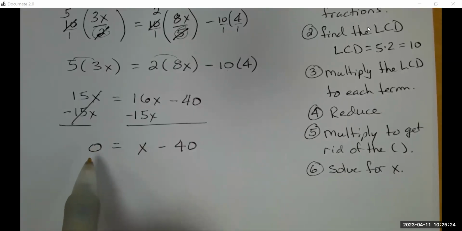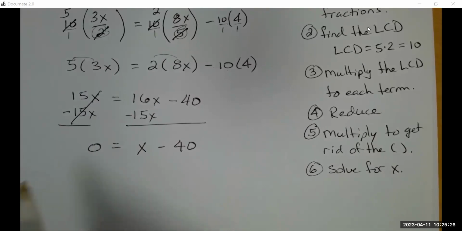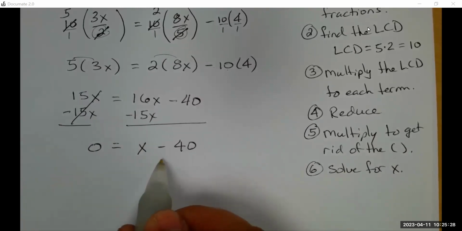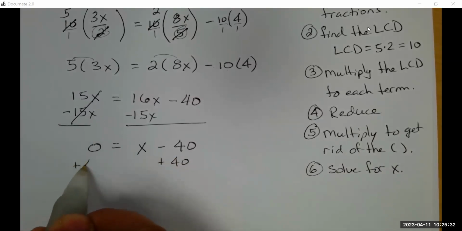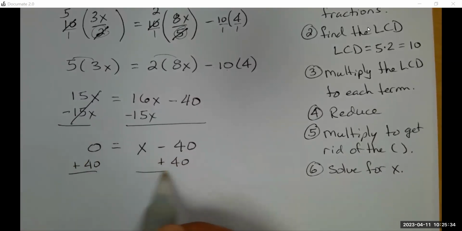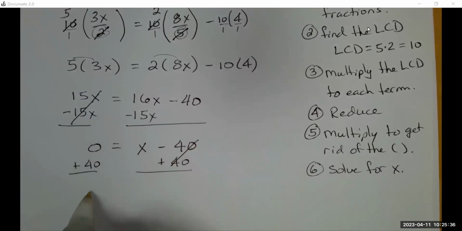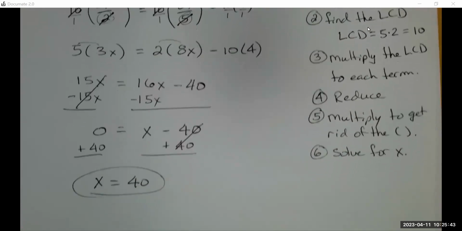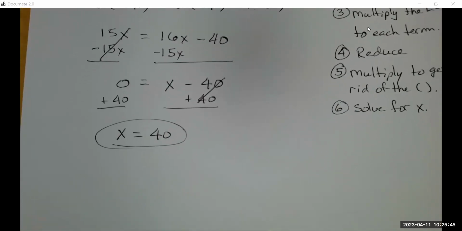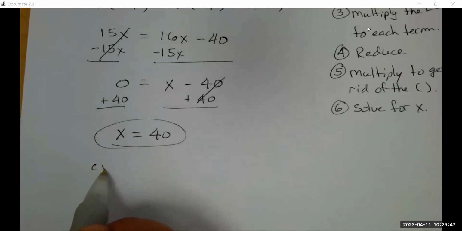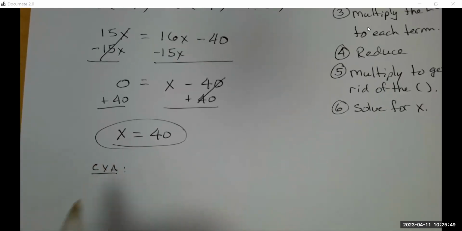It's perfectly legitimate to have a zero as one side. Get rid of the negative 40 by doing the opposite. Add 40 to both sides. So x is equal to 40. Check your answer.